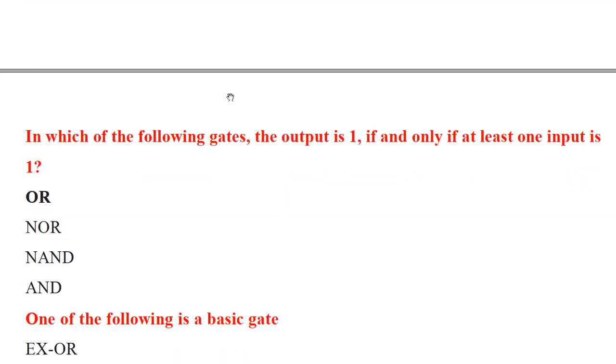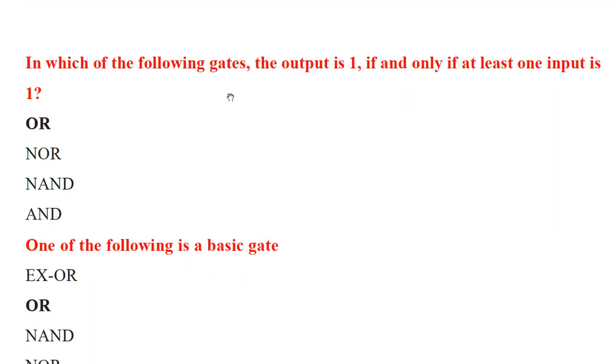Next question. In which of the following gates is the output 1 if and only if at least one input is 1? Just now I have discussed, if at least one input is 1. So for 0 1, 1 0 and 1 1, at least means minimum 1, maximum can be any number. For a 2 input gate, for 0 1, 1 1 and 1 0, at least one input is 1, so the output is 1. So such a logic gate is called an OR gate. The correct answer is OR gate.